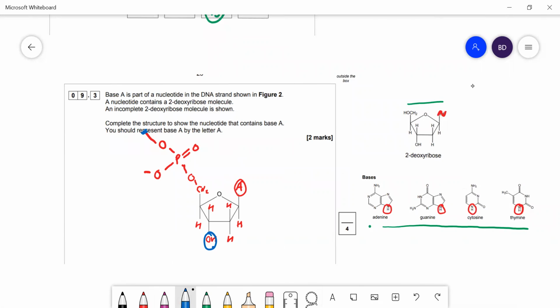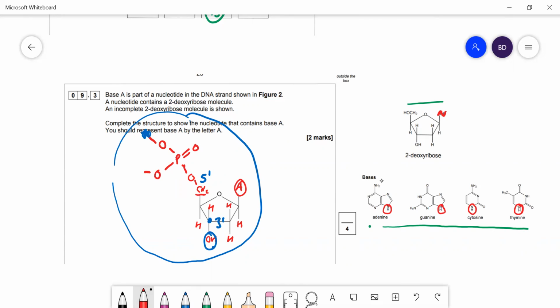This is usually called the 5' carbon, that one there, and this one here is called the 3' carbon. Now in the nucleotide, the phosphate is always attached to the 5' carbon, but when it polymerizes, this then attaches to the 3' carbon on the next one. But the individual monomer, the nucleotide, the phosphate is always on the 5' carbon. And don't forget to draw that carbon in there. If you just drew that straight to an oxygen, you lose a mark for that.